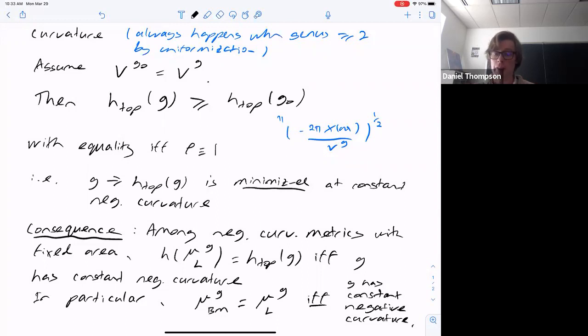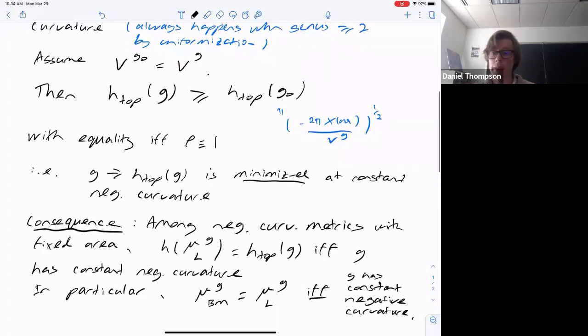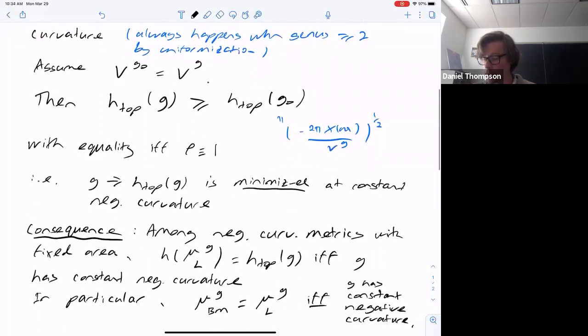Well, if they are the same thing, then that's a very, very strong and special thing. It means you're at constant negative curvature. Okay, it's an if and only if. Yeah, so that's the payoff from all this stuff. This is Katok entropy rigidity.